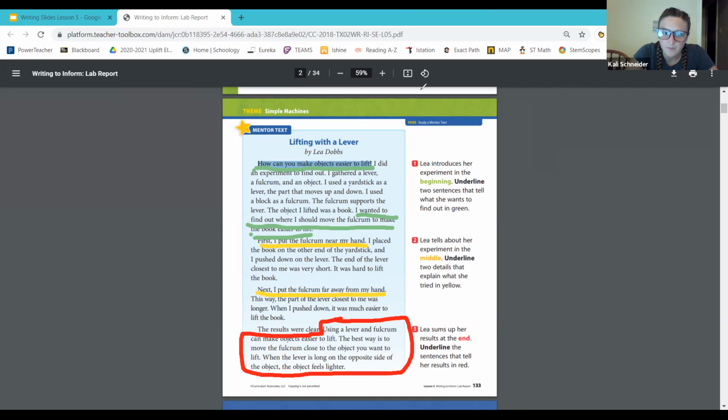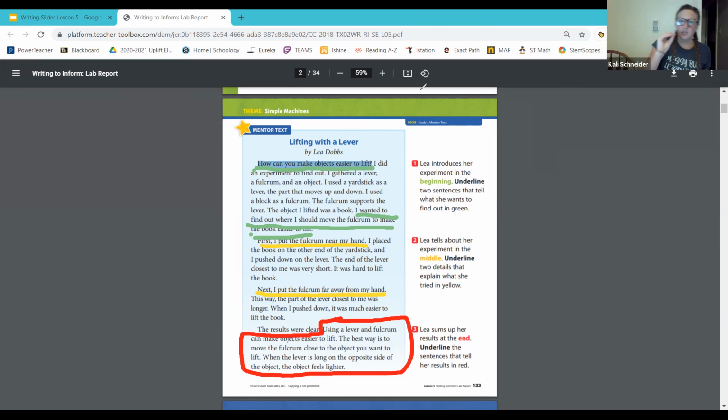The results were clear. Using a lever and a fulcrum can make objects easier to lift. The best way is to move the fulcrum close to the object you want to lift. When the lever is long on the opposite side, the object feels lighter. She stated the results, right?